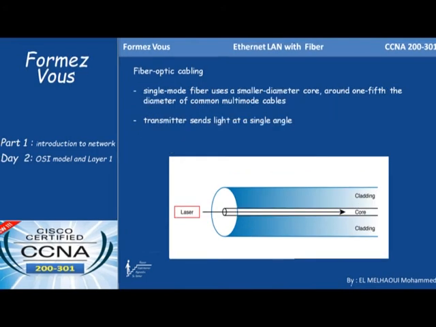In contrast, single-mode fiber uses a smaller diameter core, around 1/5 the diameter of common multi-mode cables. To transmit light into a much smaller core, a transmitter sends light at a single angle.